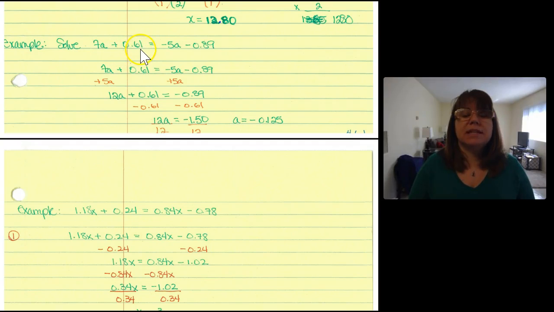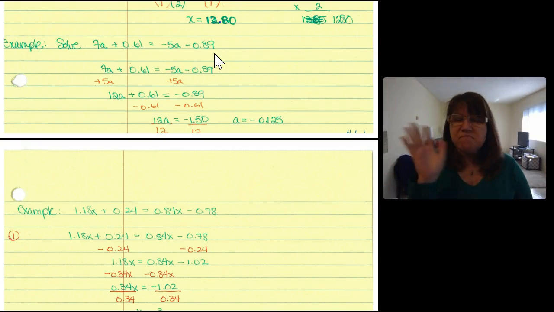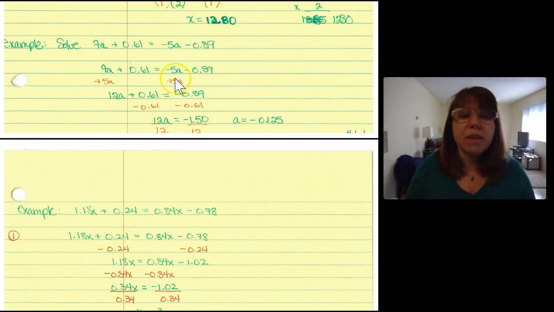7a plus 0.61 equals negative 5a minus 0.89. I want all of my variables on one side and all of my numbers, my constants, on the other. For this instance, I'm going to get all the variables to the left-hand side. It doesn't matter, you could have moved them to the right-hand side. Your solution would be the same. I'm going to add 5a, so now I have 12a plus 0.61 equals negative 0.89.